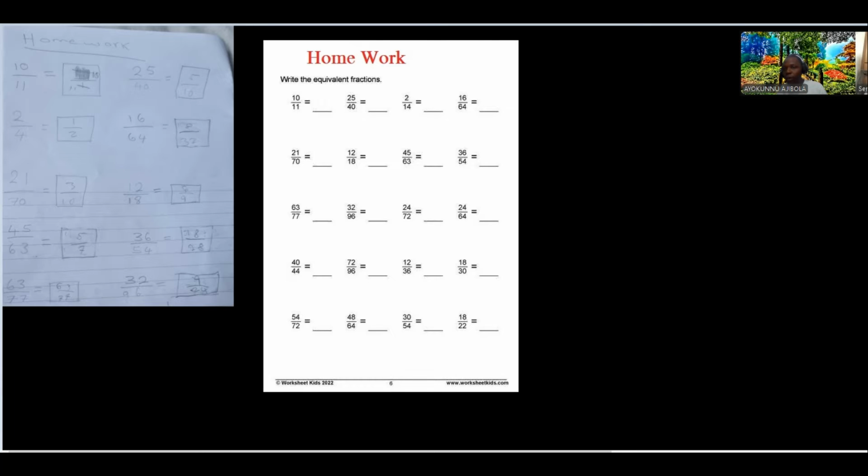Okay. The first one is 10 over 11. That's number one. And it cannot be reduced further. So it's still 10 over 11. That means you are right.